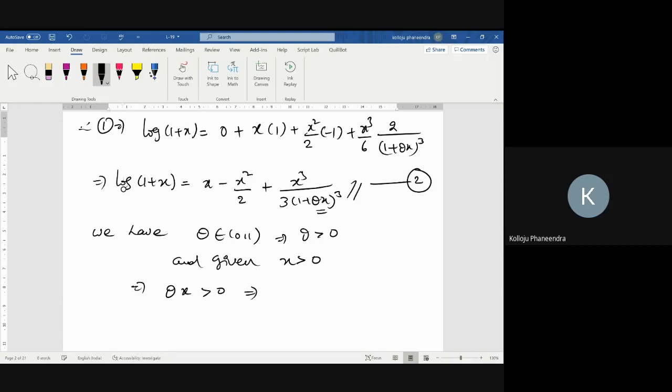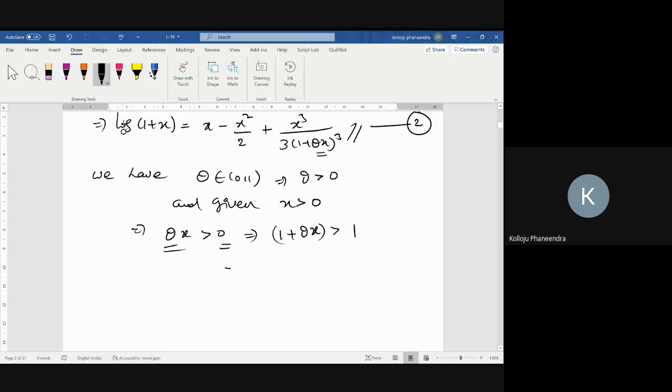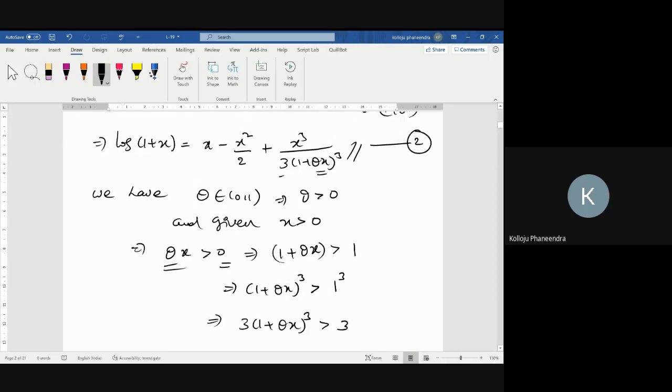Next step: adding 1 on both sides, 1 plus theta x is greater than 1. Cubing on both sides, (1 plus theta x) whole cube is greater than 1 cube. Multiplied by 3 on both sides, 3 into (1 plus theta x) whole cube is greater than 3.